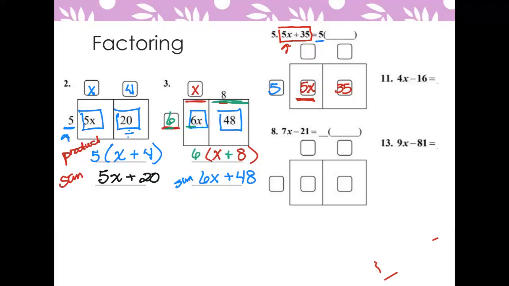5x divided by 5 is x. That's going to go up here. And 35 divided by 5 is 7. Close. So up here, if this is length x and this is length 7, the entire length total is going to be x plus 7.